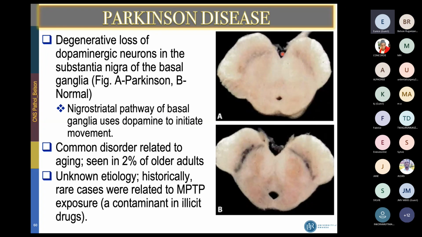So very white, as you can see here. It uses the dopamine to initiate movement. Seen in 2% of all adults. The cause is not known, but there is a connection to exposure to this compound, the MPTP, which is found in illicit drug users. So those who are drug abusers.